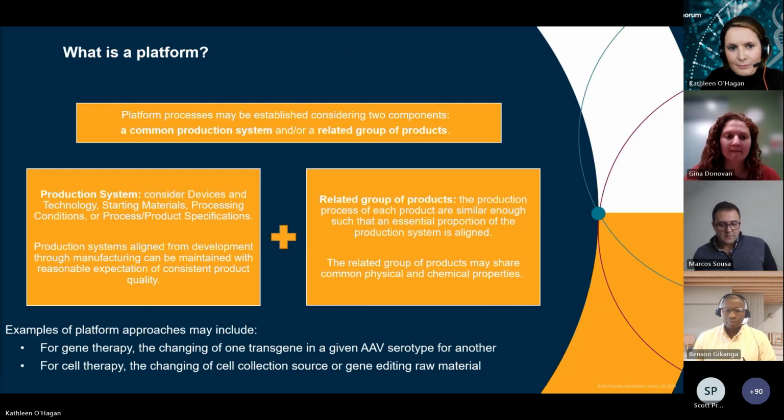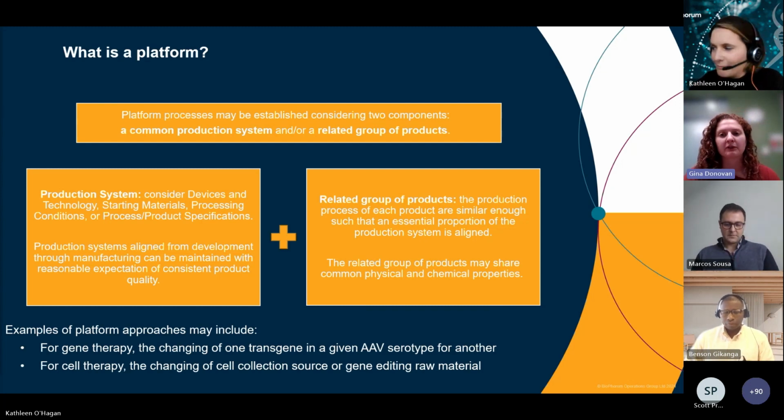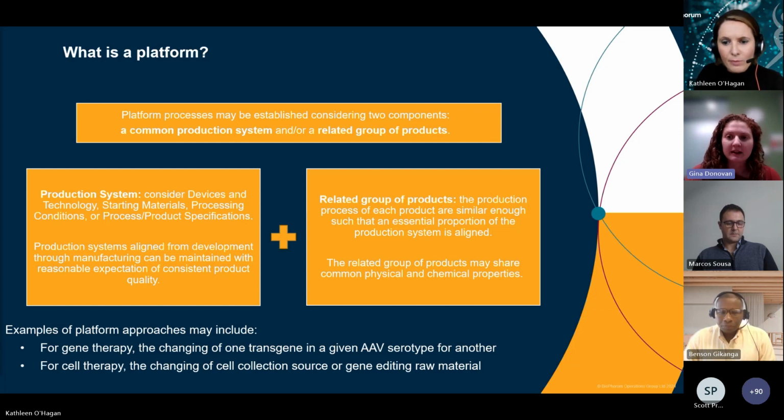So moving into platform discussions. One of the ways in which new therapy types can take and modify learnings from other biologics like mAbs is with respect to process and product platforms. In the monoclonal antibody space, process platforms have been shown to be highly effective. And the team performed a survey to try to better define what is a platform. And we are showing the results of that here.